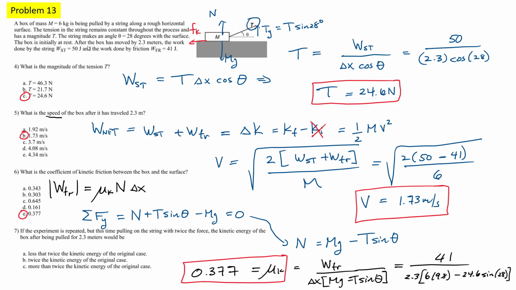Question 7 now says, if the experiment is repeated, but this time pulling on the string with twice the force, the kinetic energy of the box after being pulled 2.3 meters would be less than twice the kinetic energy of the original case, twice the kinetic energy, or more than twice.